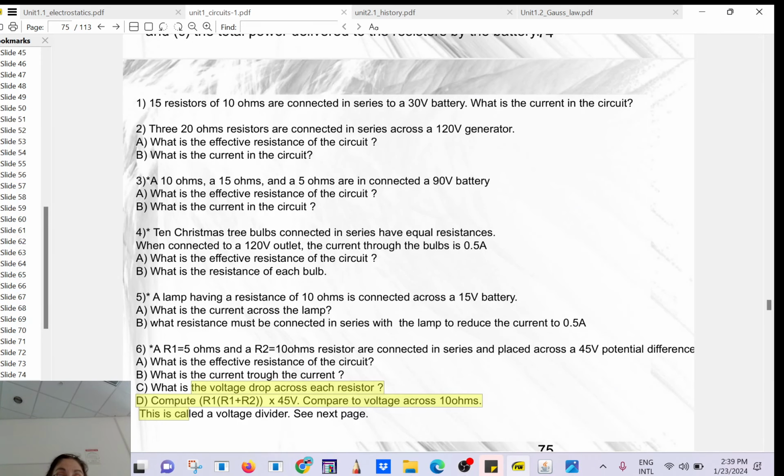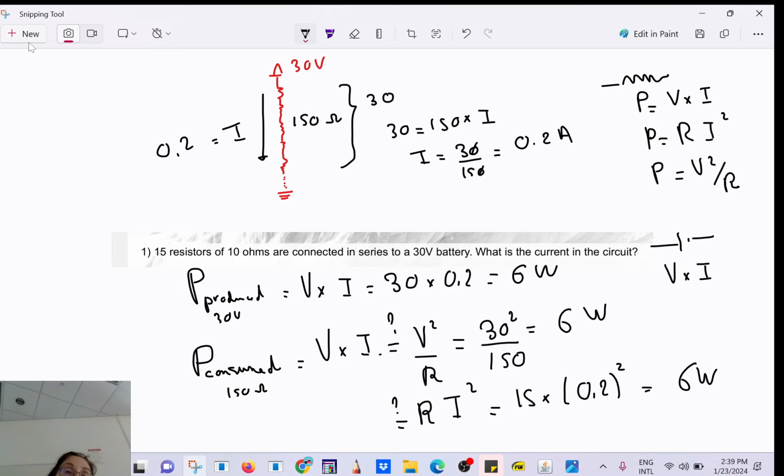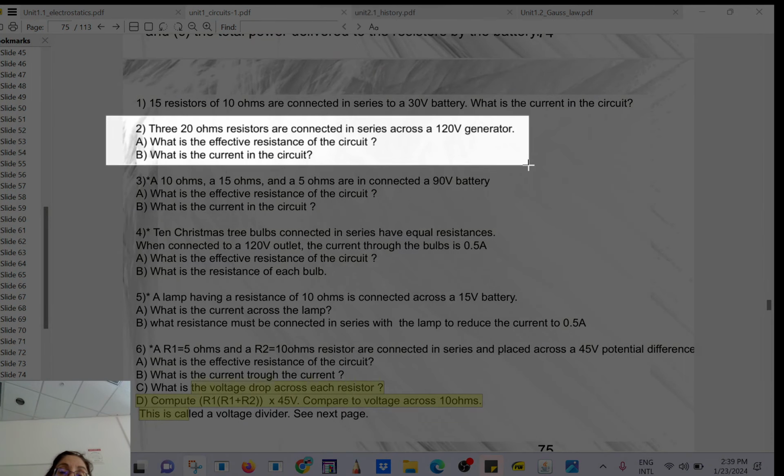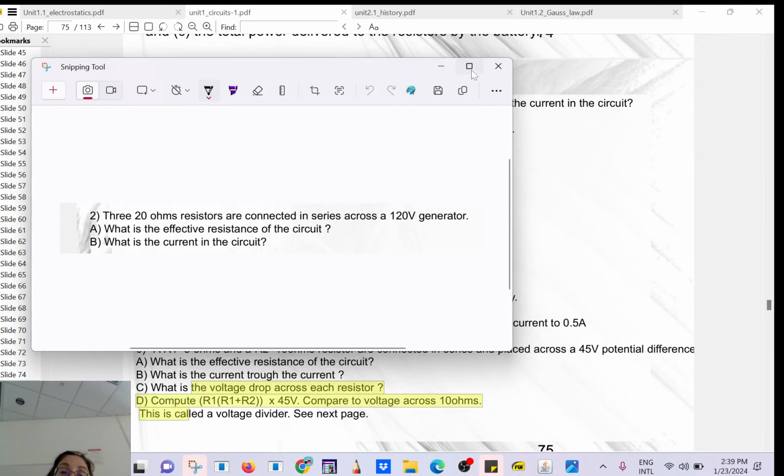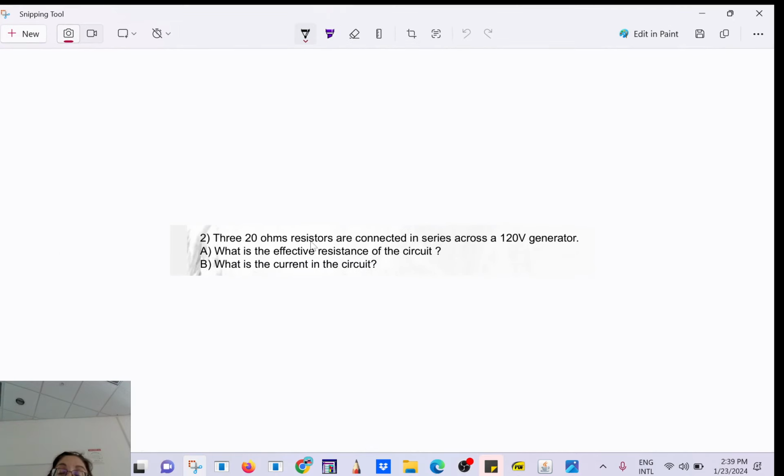Okay, so let's practice. Let's do number 2. The best will be to help each other and talk to each other. Try to do it. You can draw if you want, or you can do it in your head, because it's easy. You have a 20 here, and then a 20 here, and then a 20 here.